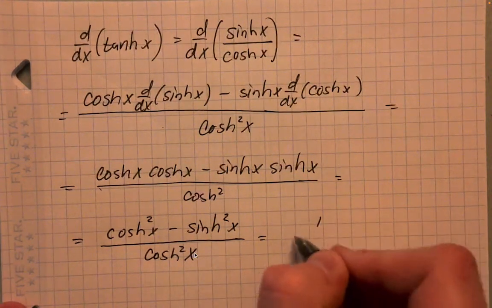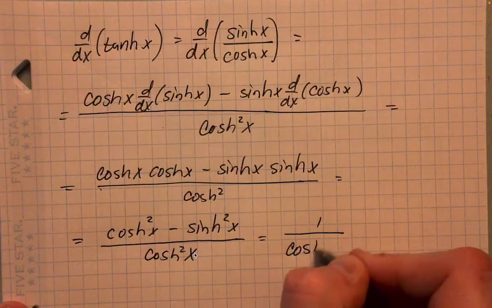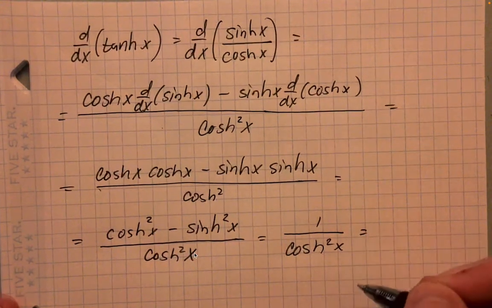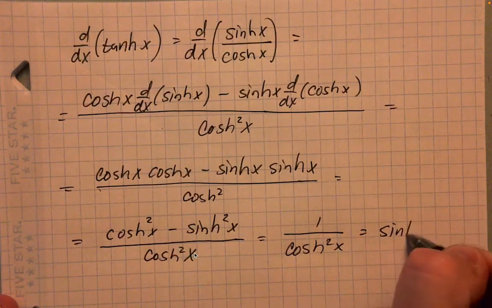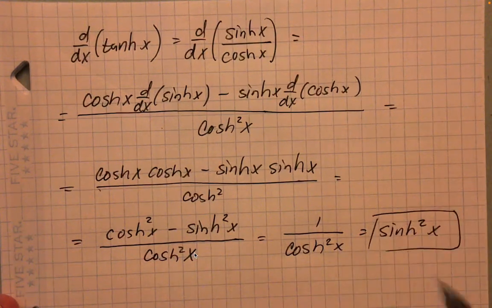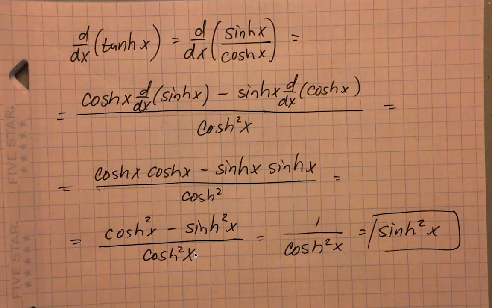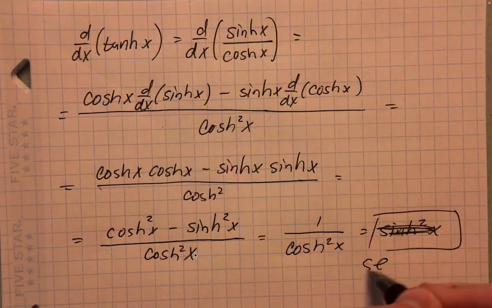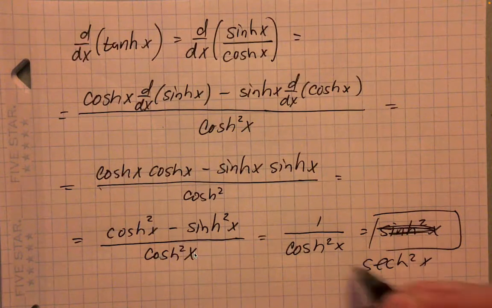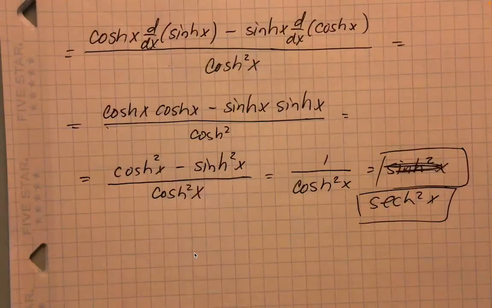And so this is 1 over cosh squared x, which is what? It is sech squared x, hyperbolic secant, not the hyperbolic sine. Okay. All right, so that's a couple proofs, and then you could go through the rest of them.